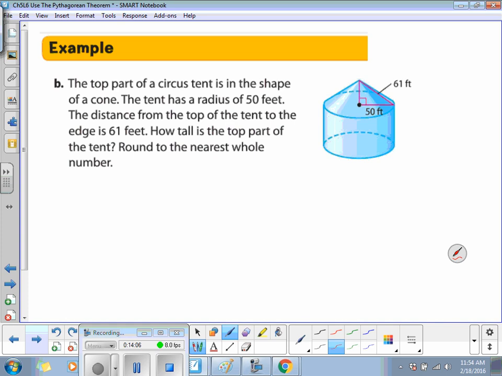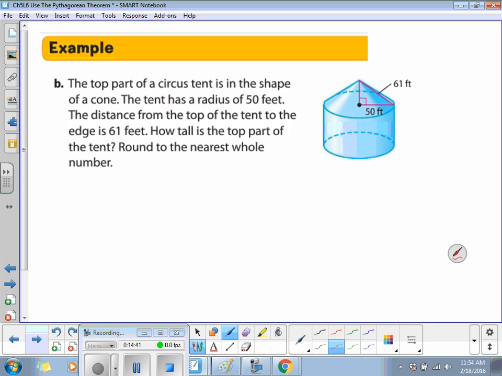The top part of a circus tent is in the shape of a cone. The tent has a radius of 50 feet. What's radius, by the way? Is it all the way across? No. It's just halfway across a circle, right? Through the center of the circle. All right. Okay, I got distracted. The tent has a radius of 50 feet. The distance from the top of the tent to the edge is 61 feet. How tall is the top part of the tent? And we want to round to the nearest whole number.